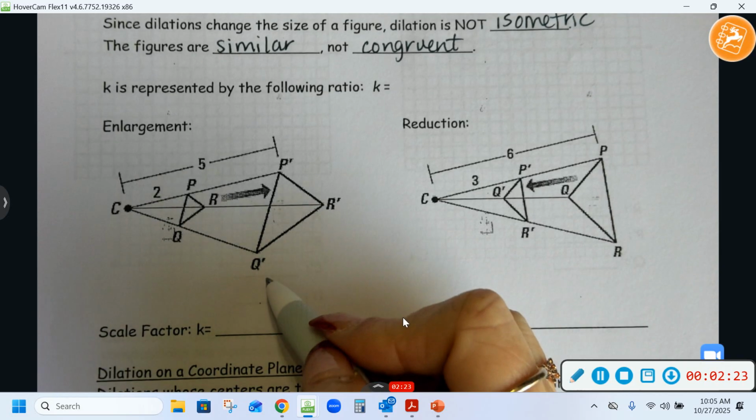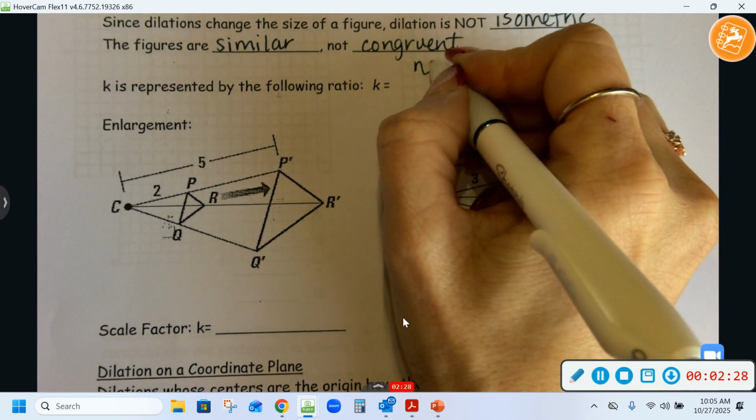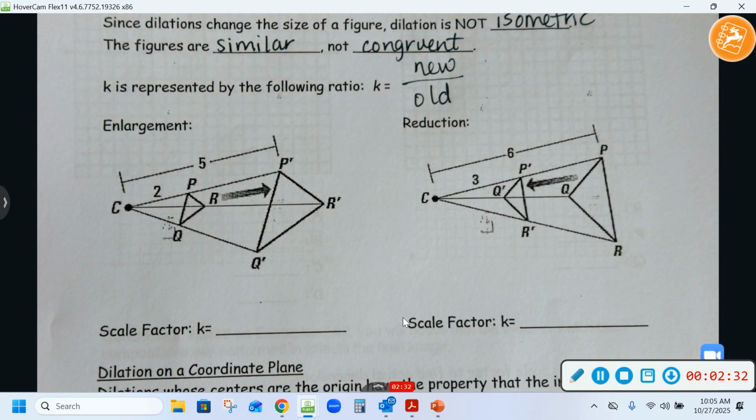Enlargements. We can find K by putting the new over the old. What in the world does that mean? We're going to talk about it.